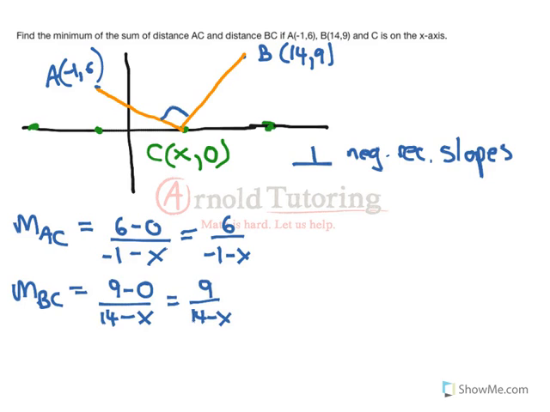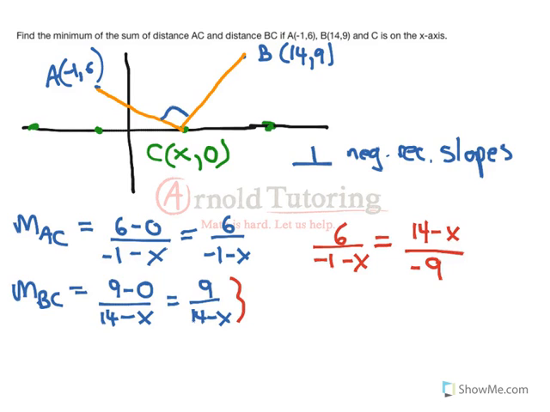So here's the two slopes, and we want these two to be negative reciprocals of each other. So I'm going to take 6 over -1 minus x, and I want that to equal the negative reciprocal of the other slope, right? I don't want the slopes to be equal as they are. I want the negative reciprocal of one of them to be equal. So instead of writing equals 9 over 14 minus x, I'm going to flip that and make it negative. So I'm going to call it 14 minus x on the top instead of the bottom, over -9. Okay, so I've just taken this slope, flipped it, and changed the sign, and I want that to now equal the slope of AC.